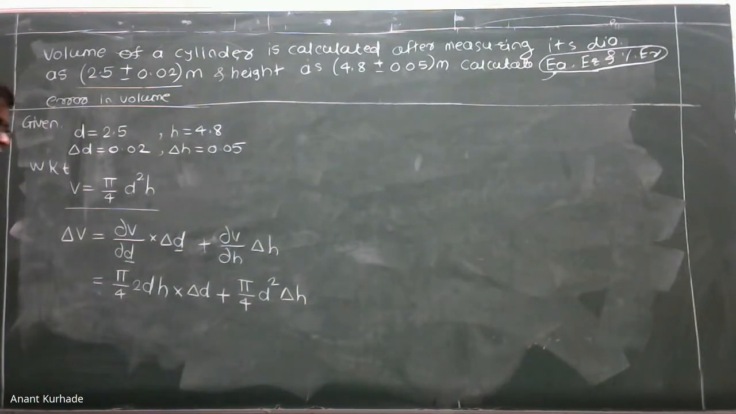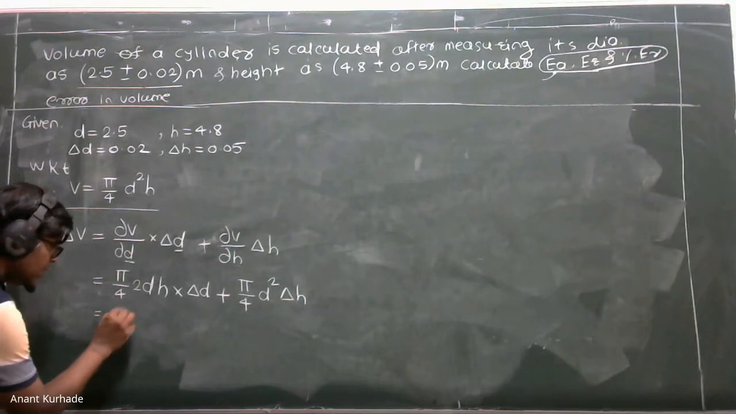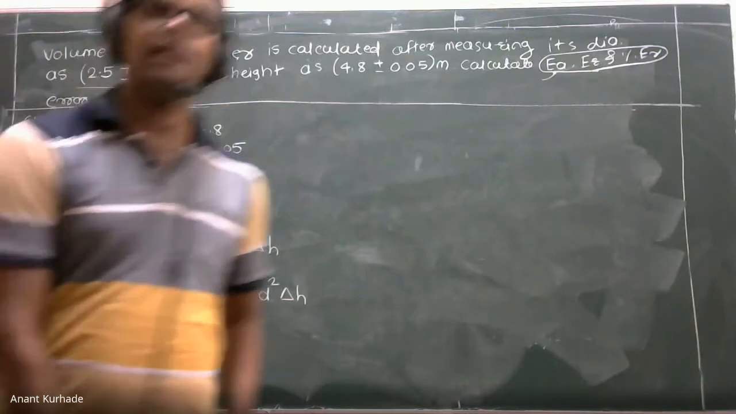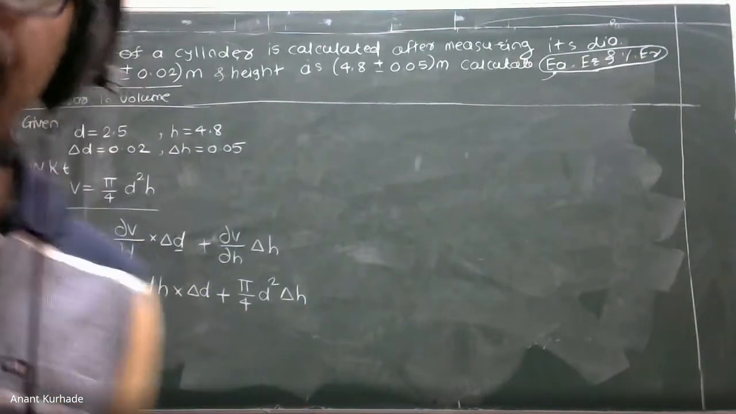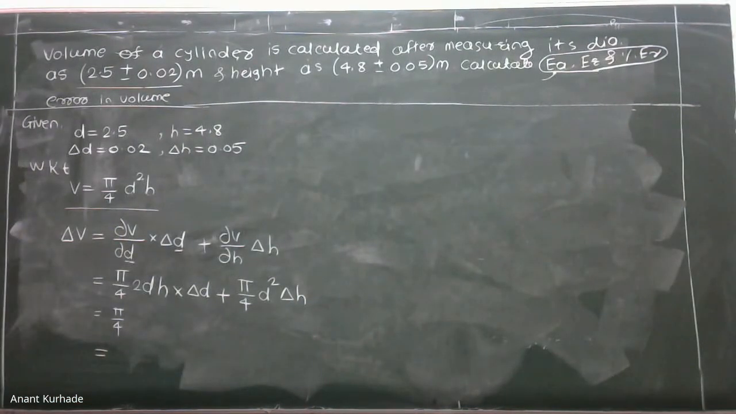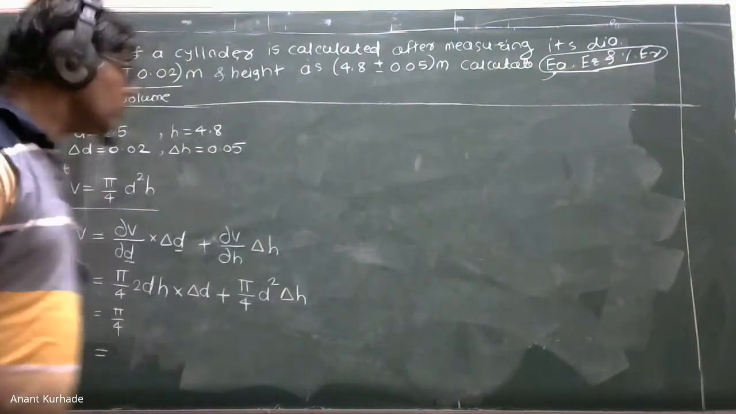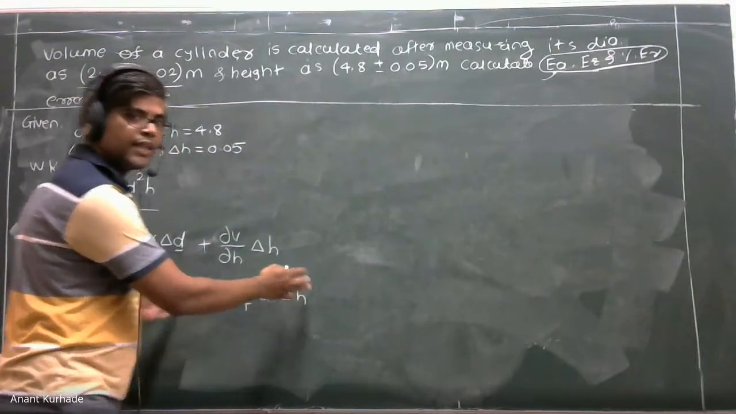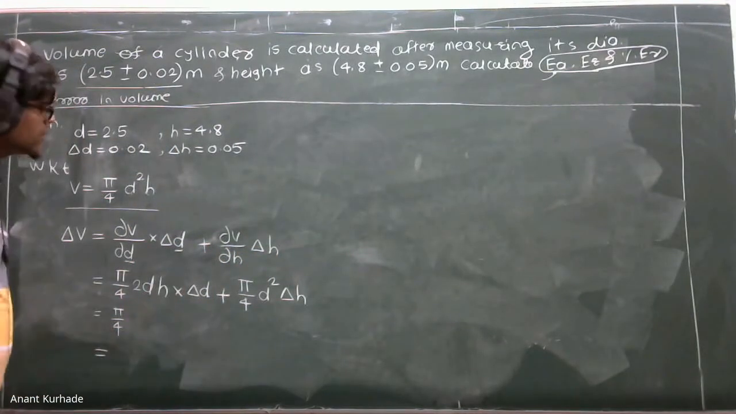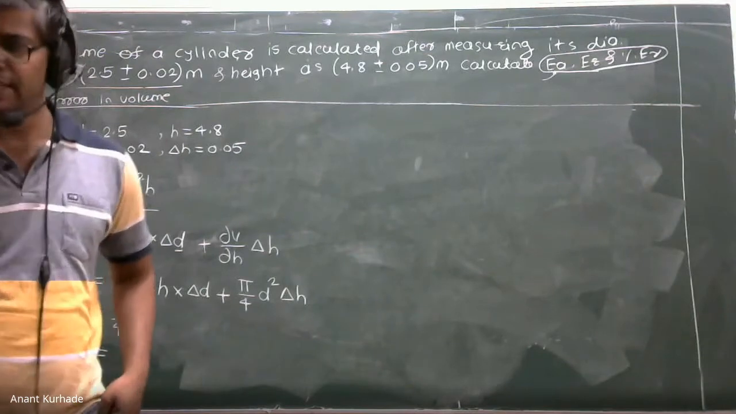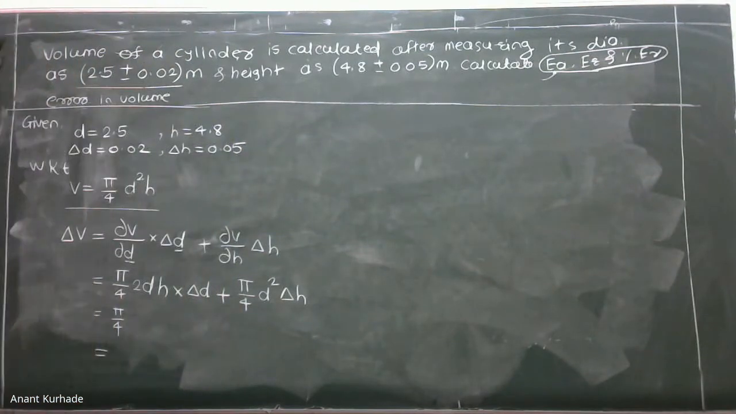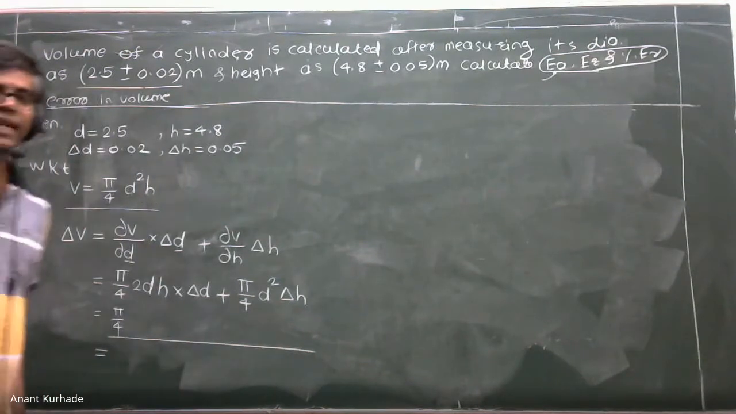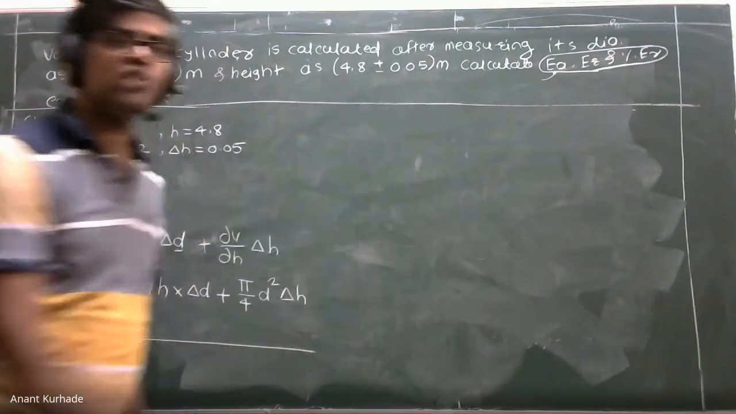Now put the actual values and tell me the answer. What is the value of delta V? Simple. In some books they calculate this part separately and then add, but that is not required. Complete it in one stroke only. Put all these values and tell me the answer, and that is your EA, the absolute error.